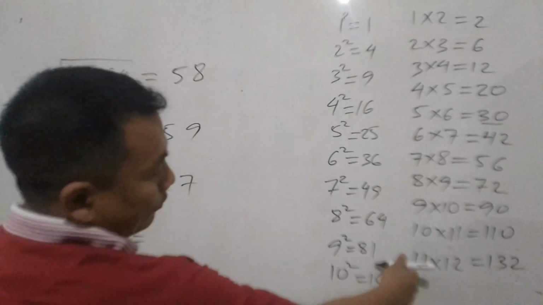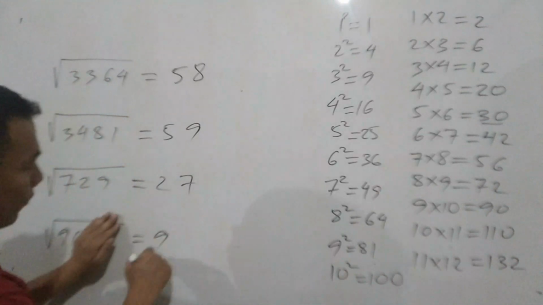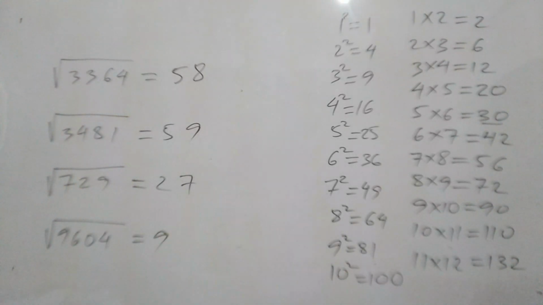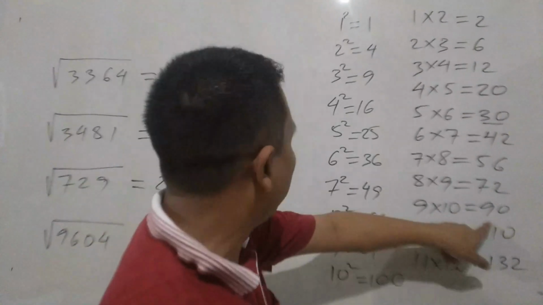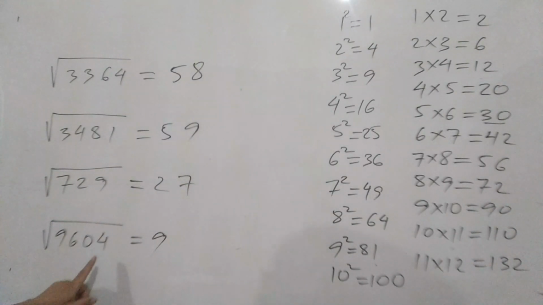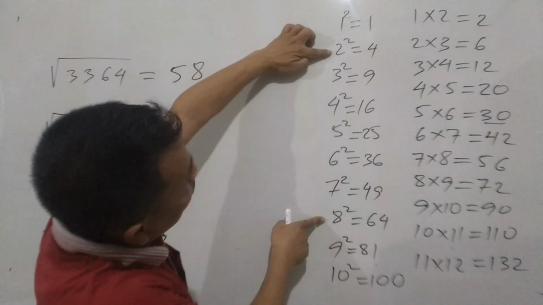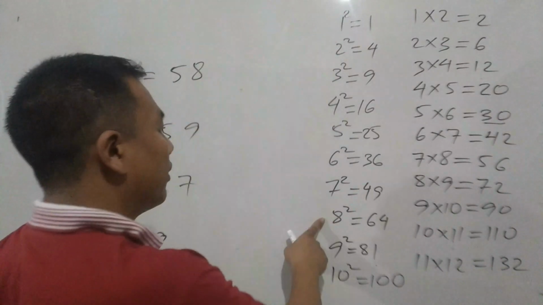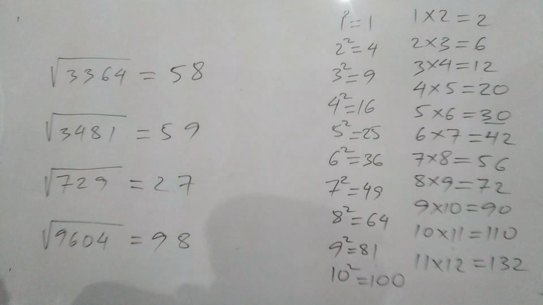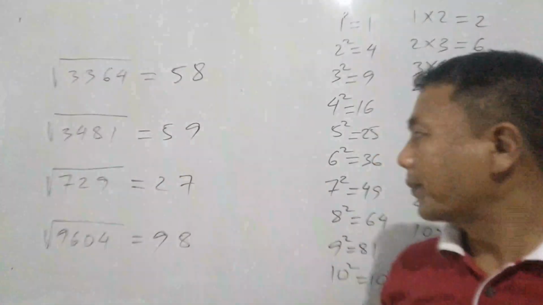96 lies between 9 squared and 10 squared. The small number is 9. Multiply 9 with the next consecutive natural number: 9 times 10 is 90. Compare this with this 96. This is bigger. Therefore, select the bigger number whose unit digit is 4. We have two numbers, that is 2 squared and 8 squared. The bigger number is 8. I hope you understand how to find square root.